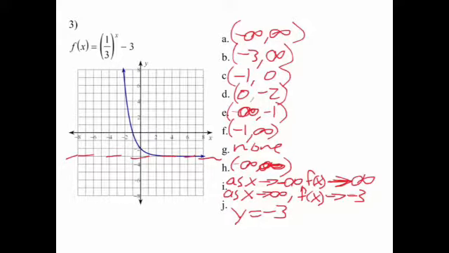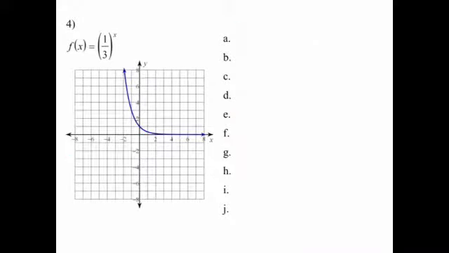Alright, it's time for the next section of our exponential functions properties assignment. Let's move on to 4. A is just trying to get the domain. How far left and right does it go? Well, it goes left forever and right forever, so my domain is from negative infinity to infinity.